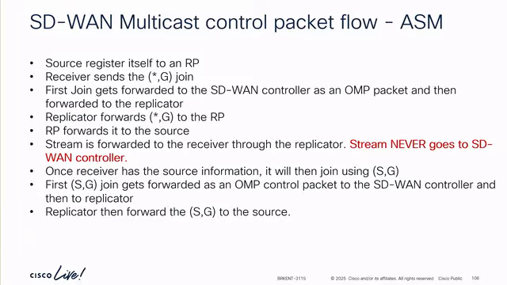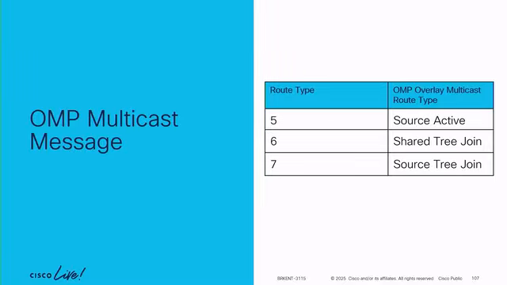It always goes through the replicator. So what are the OMP messages that are being exchanged? We have 5, 6, and 7. Right? And 5 is when the source is active in the SD-WAN fabric. 6 is if they are interested to join the shared tree. And the 7 message, OMP type 7, is when they want to join the source tree.